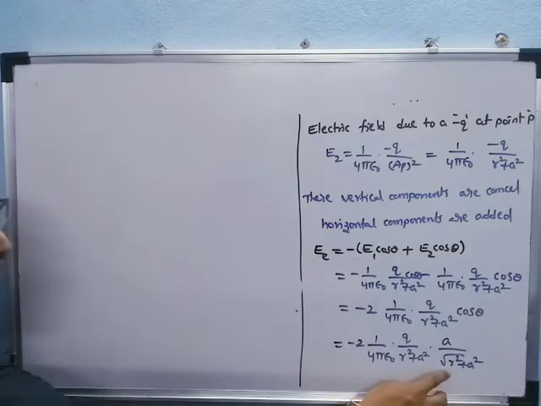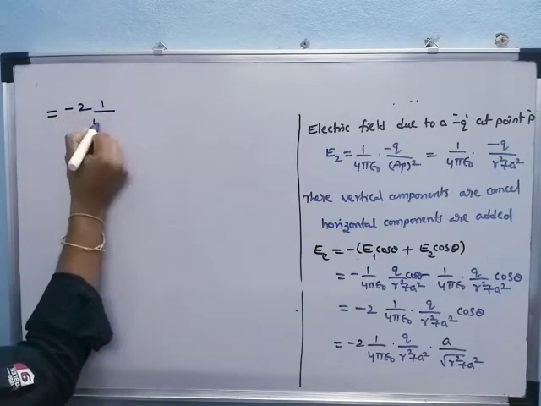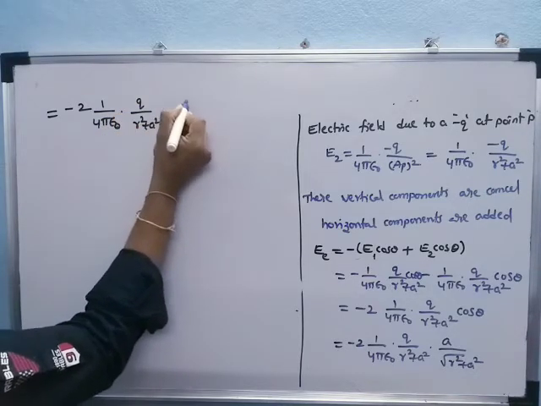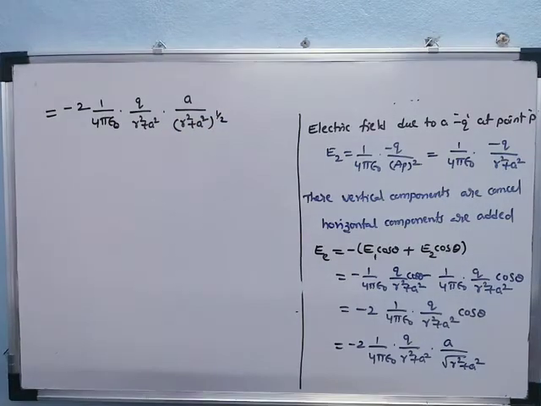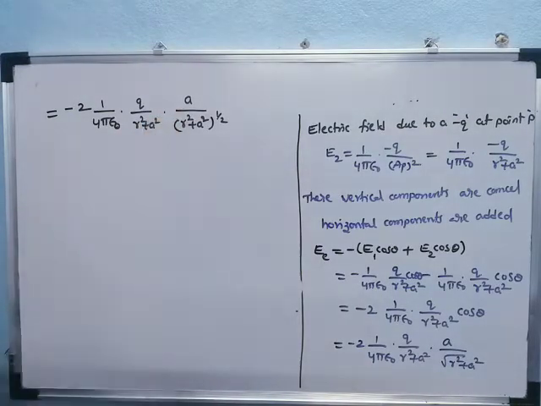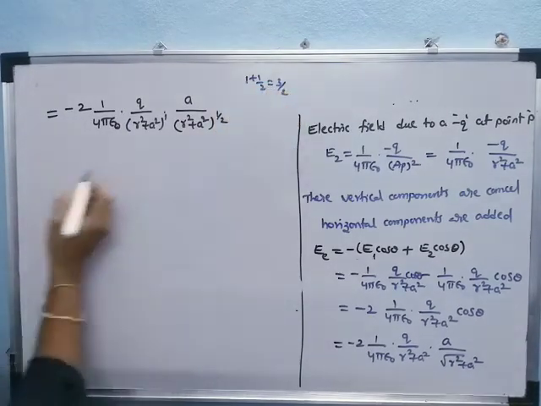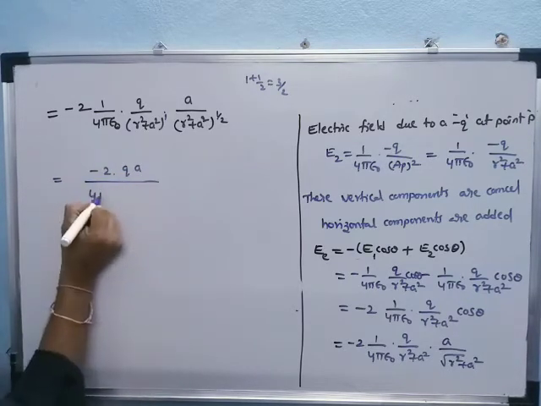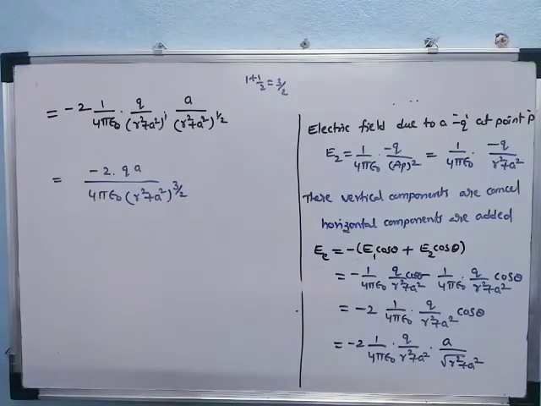Here the root becomes power 1 by 2, so we can write minus 2 into 1 by 4 pi epsilon naught q by (r square plus a square) into a by (r square plus a square) whole to the power 1 by 2. The base is the same, so the powers should be added: 1 plus 1 by 2 is equal to 3 by 2. Then we can write the common term: minus 2 q a by 4 pi epsilon naught (r square plus a square) whole to the power 3 by 2. But here the minus can be dropped when we apply the modulus.